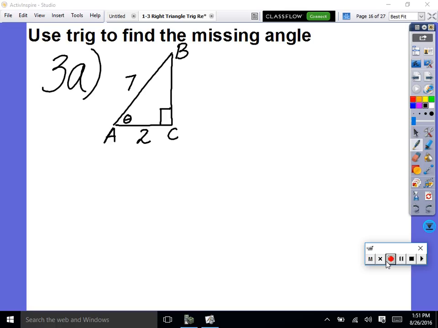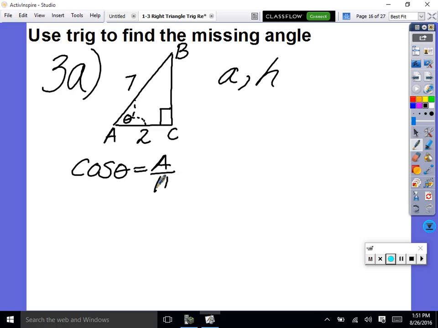So we need to find this angle. From this angle, aren't we given the adjacent side? And we're given the hypotenuse. Which one uses adjacent and hypotenuse? Cosine. So we know a trig ratio of cosine theta is equal to adjacent over hypotenuse. So we really have cosine of theta is equal to adjacent, which is 2 over 7. Does everybody understand that part?